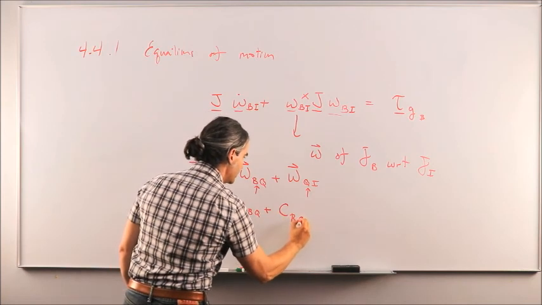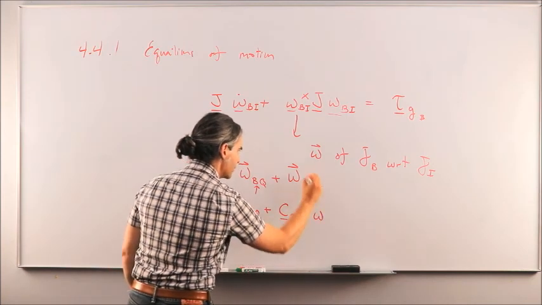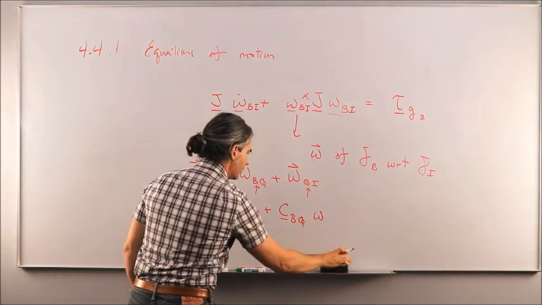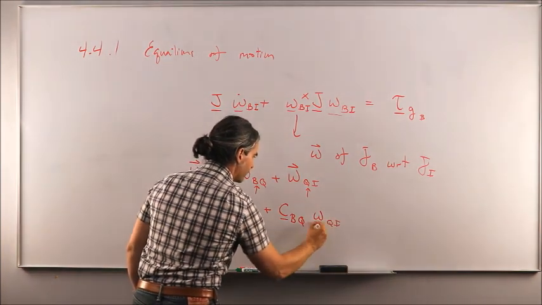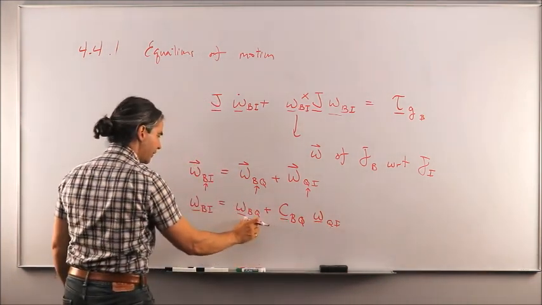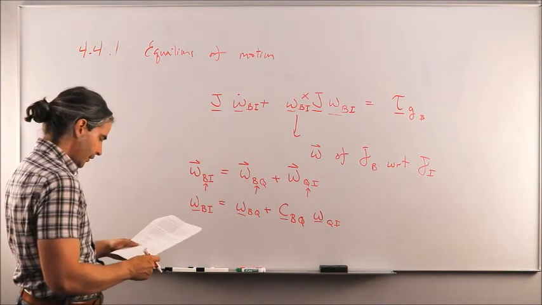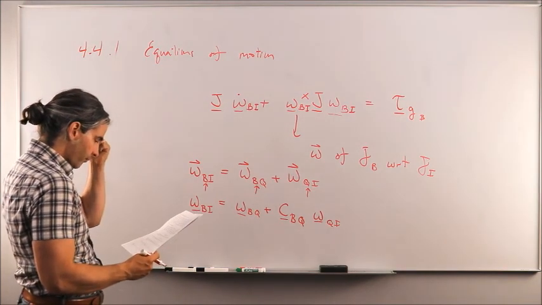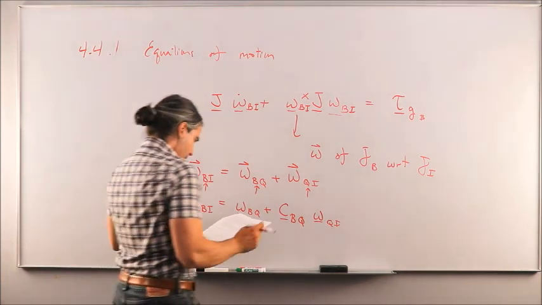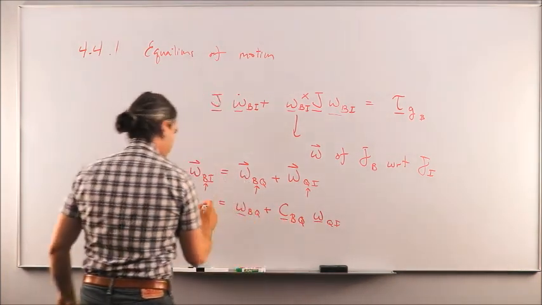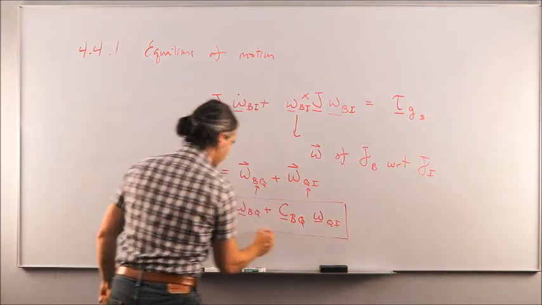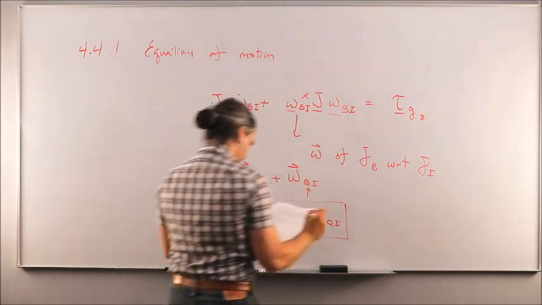I'm going to write CBQ to turn the components of this vector expressed in the Q reference frame into body fix. So now I have body fix components, body fix, and body fix. Nice. Now, if you were to do the math here, and I'm not going to do it, you could refer to chapter one for that.